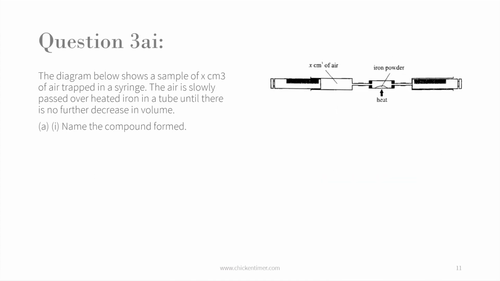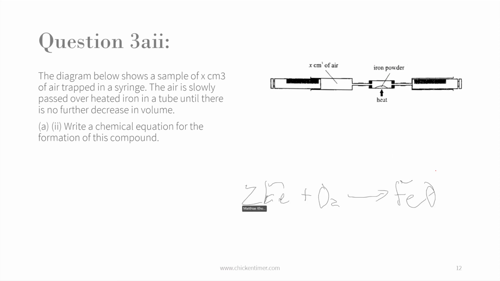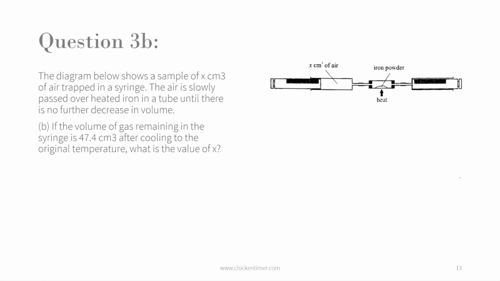The diagram below shows a sample of X cubic centimeter of air trapped in the syringe. Then the air is slowly passed over heated iron. Now not copper, now it's iron. Until there is no further decrease in volume. Name the compound formed. Okay, write a chemical equation for the formation of this compound. Fe plus oxygen. Yep. If the volume of gas remaining in the syringe is 47.4 after cooling, what is the value of X?